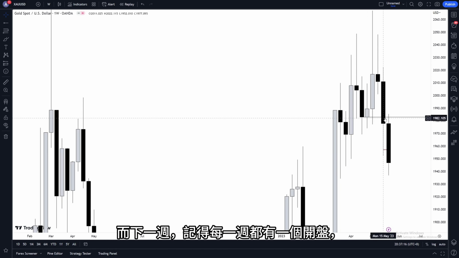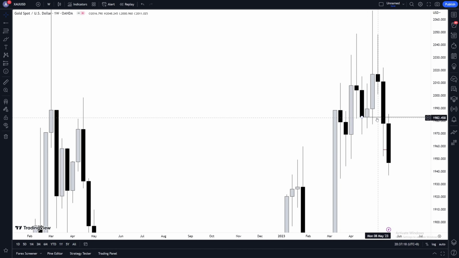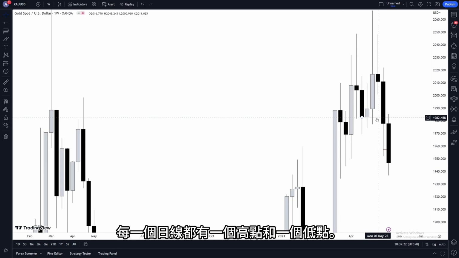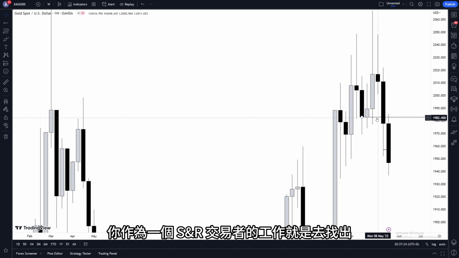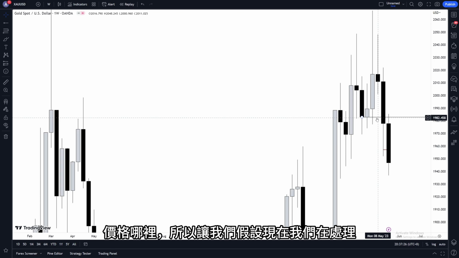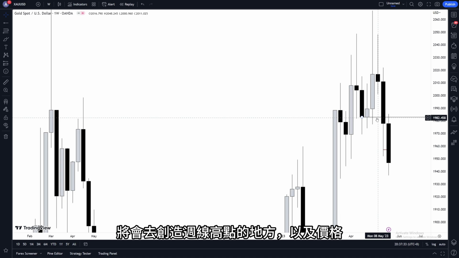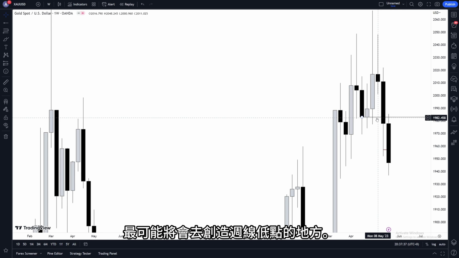And the next week, remember, every week has an open and every week has a high and a low. Every daily has a high and a low. Your job as an SNR trader is to find out where price, so let's assume now we're dealing with the weekly, right? You want to figure out where price is most likely going to create the weekly high and where price is most likely going to create the weekly low.